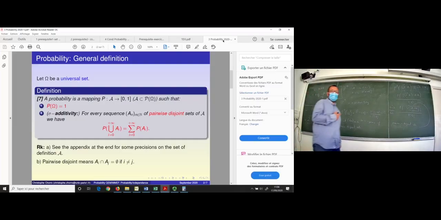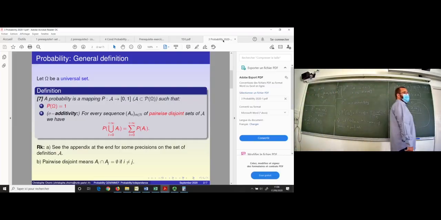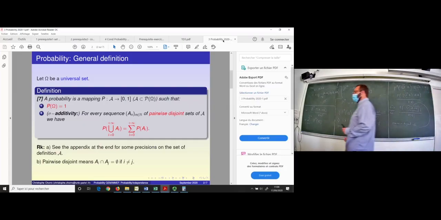Are you okay with my proof? So I proved that PB is a probability because I have proved that it fulfills the two points in the definition of a probability. PB of omega is 1, and if I have a sequence of pairwise disjoint sets, PB of the union is equal to the sum of the PBs. I have a probability called the conditional probability.